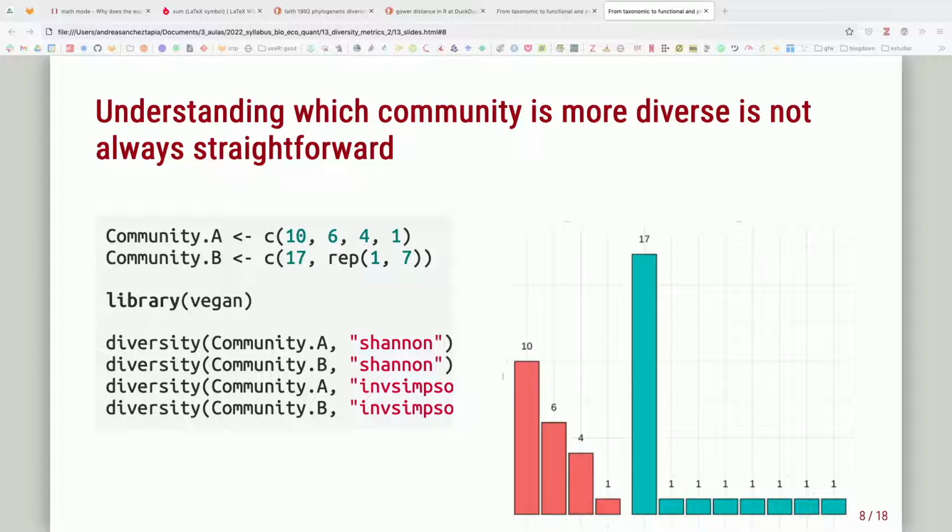If you only checked for richness, and this is something that people did in the past, you would conclude that community B is more diverse because it has more species. But it definitely is less even. And when you calculate diversity in both of them, which values do you get?